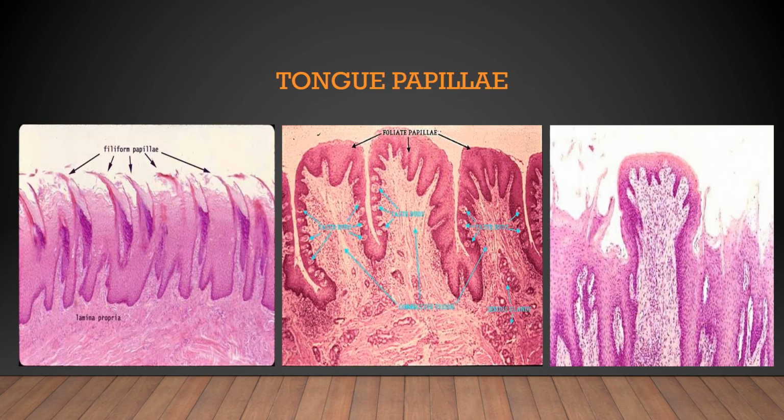This illustrates the other types of tongue papillae. So you have the filiform papillae, foliate papillae, and fungiform papillae. They're not as frequently asked as circumvallate papillae, but you may take a moment to study them.